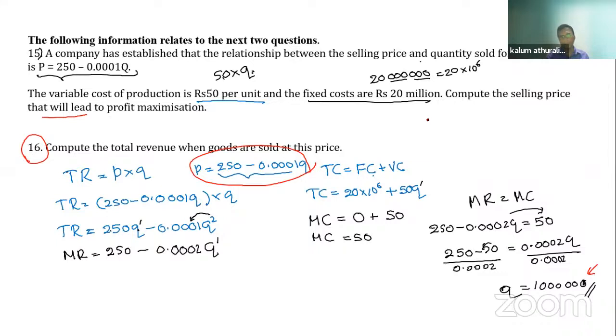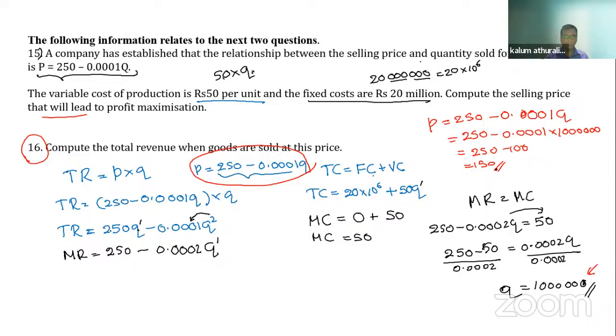Then P equals 250 minus 0.0001Q. Then we can substitute Q as 1 million. 250 minus 0.0001 times 1 million. 250 minus 100 is 150. Selling price is 150.